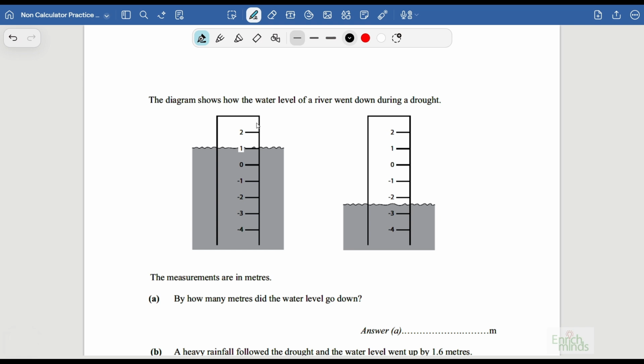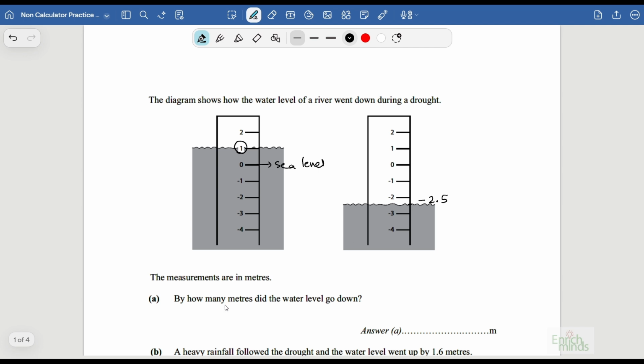The diagram shows how the water level of a river went down during a drought. So if I take a vertical number line to represent the water level here, 0 shows the sea level. The positive numbers above it show the water is above the sea level, and the negative numbers suggest the water is below the sea level. Initially the level was at 1 meter. Now it went down due to drought, somewhere between -2 and -3. So I will take this as -2.5.